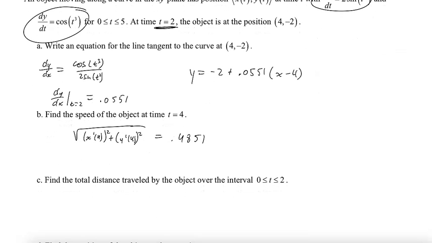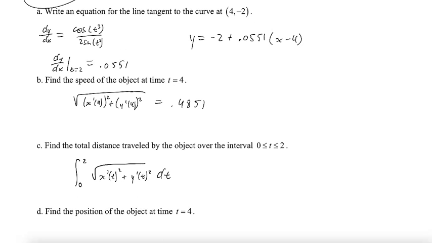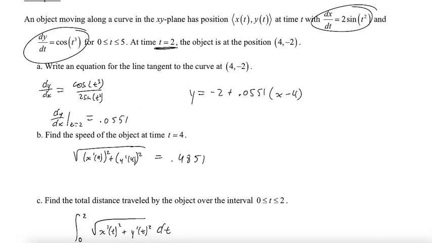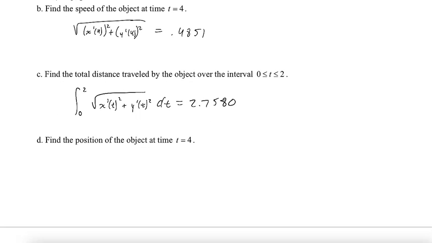All right, find the total distance traveled on the interval 0 to 2. So all that is the integral from 0 to 2 of the square root of x prime squared plus y prime squared dt. All right, for that I'm getting 2.7580. That seems more recognizable. So I think these numbers are good.